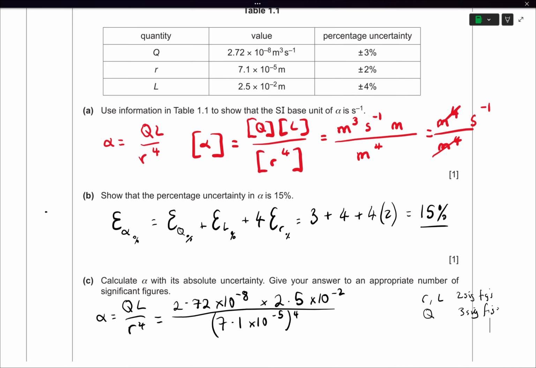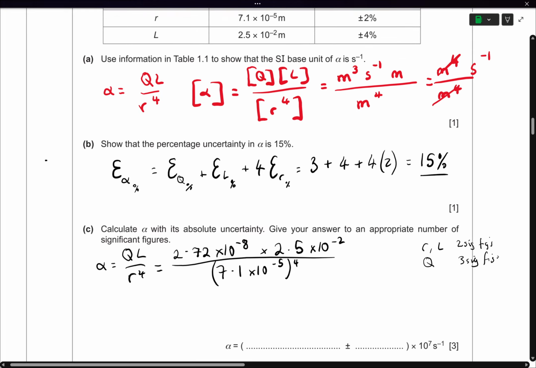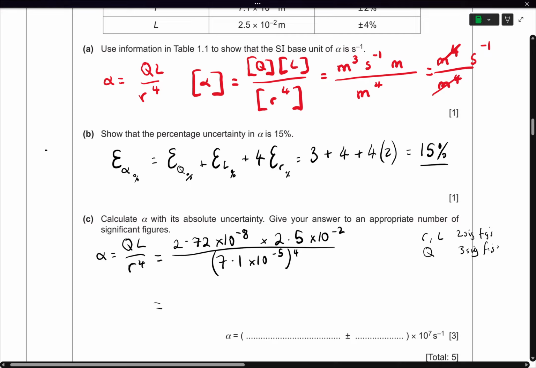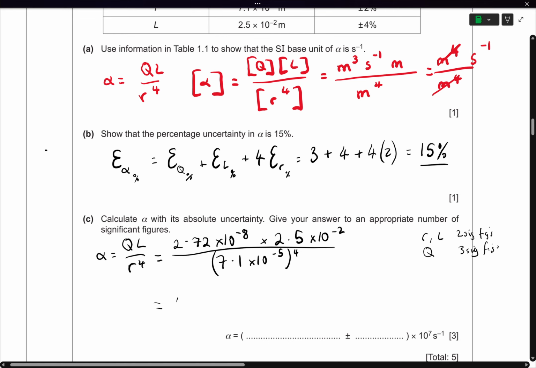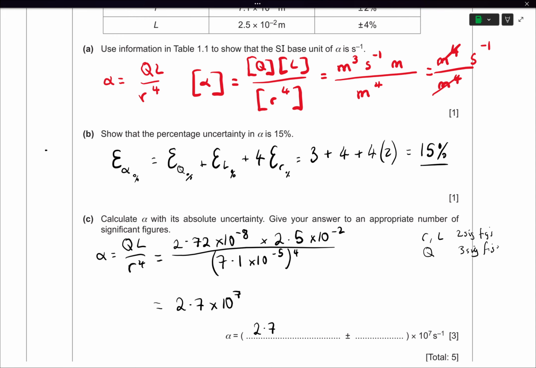Then our next job is we're going to work out the size of this quantity. So when we do this, we'll work it out, and we can only quote it to 2 significant figures because of our values. So this comes out as 2.7 times 10 to the 7. So we can put that straight in here.